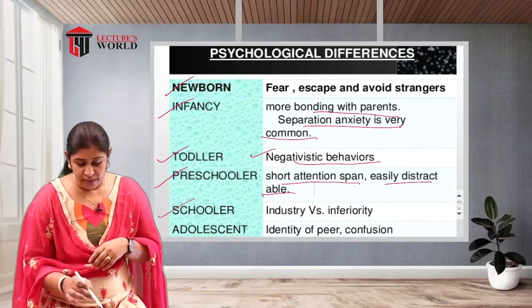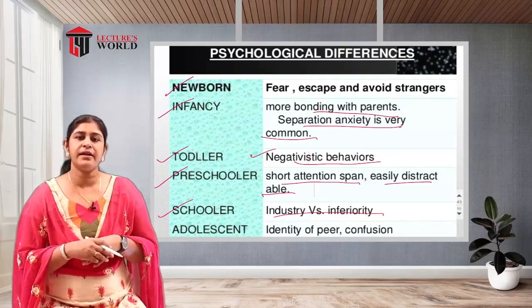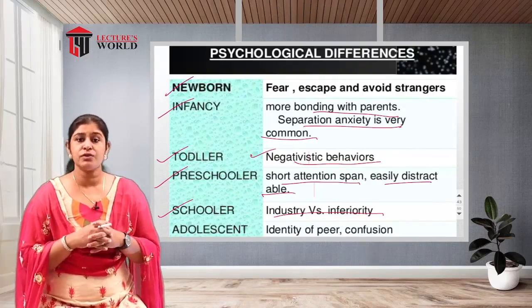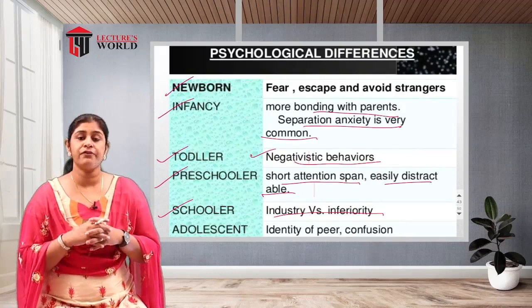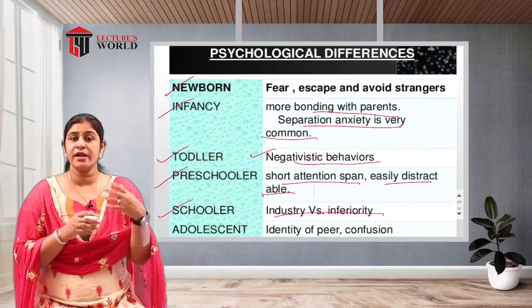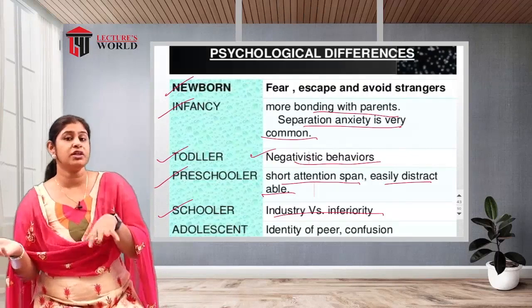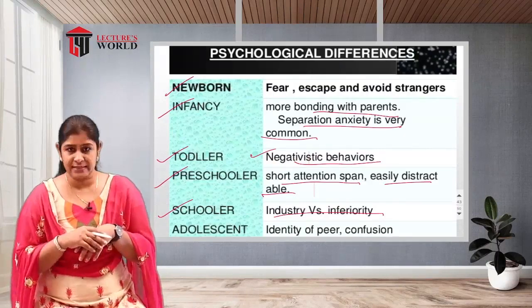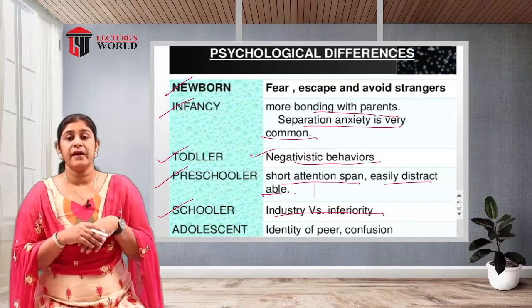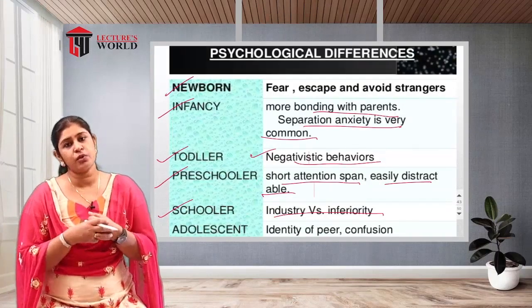Next comes the schooler: industry versus inferiority. That is, they develop a feeling called industry versus inferiority. Inferiority develops if certain parents give attention to one child and do not give attention to the other child, which develops inferiority complexes. And industry is the part where they are praised for certain activities they have done.